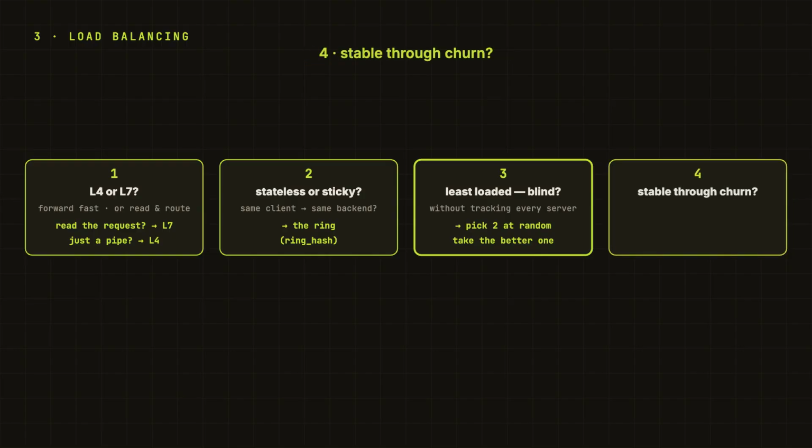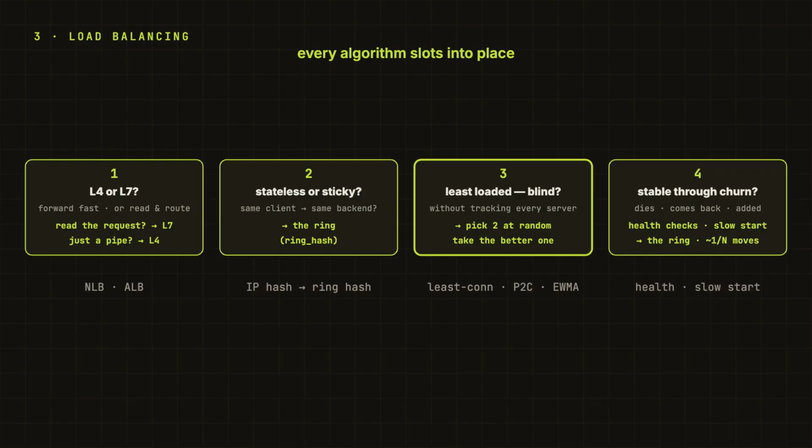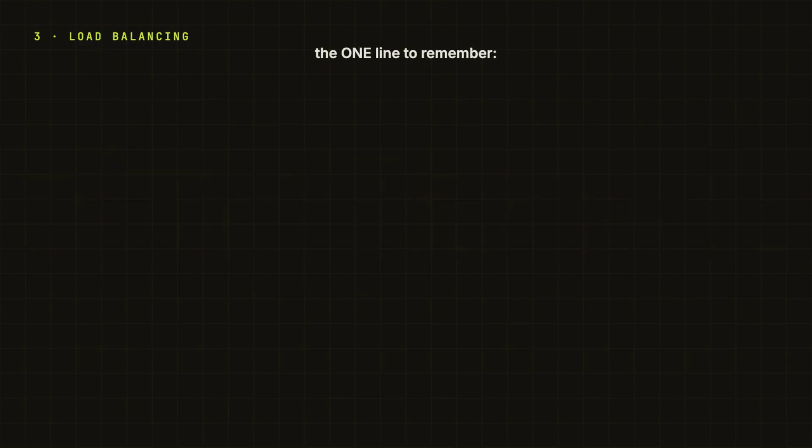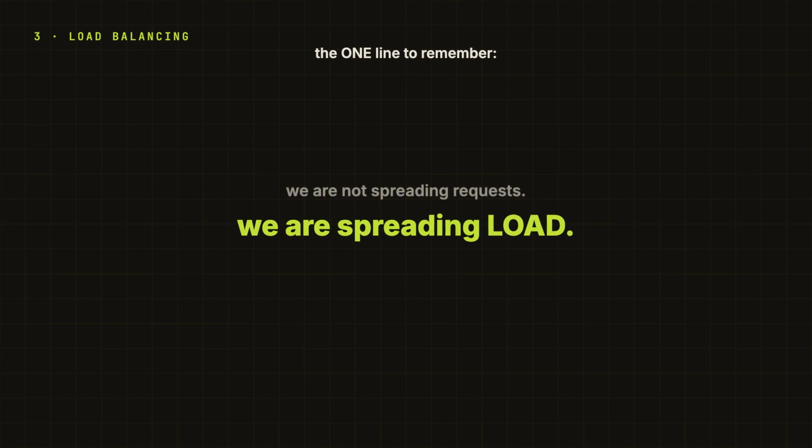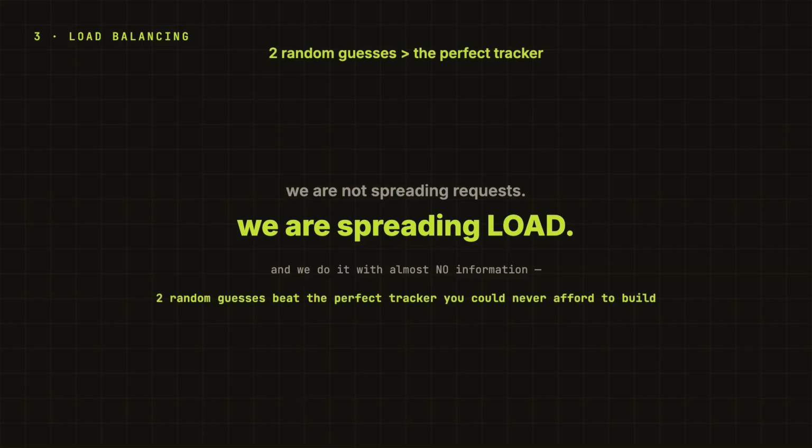Number 4, how do we stay stable when a server dies or comes back? Or we add one. Health checks, slow start and again the ring, so that churn only moves one in n. Answer those four, and every algorithm on that list just slots into place. And the one line to remember the whole thing is this: we are not spreading requests, we are spreading load. And that is the important part. The beautiful thing is, we do it with almost no information, because two random guesses actually beat a perfect tracker that we could never afford to build.